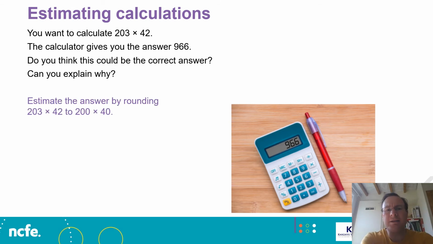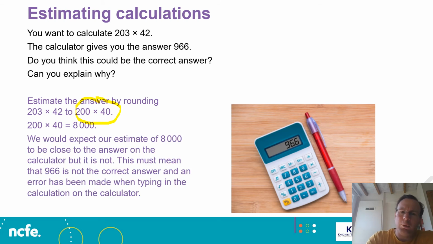So we're going to estimate the answer by rounding. So what we've got here is 203 times 42. So we're going to round that down in the case of the 200 and also down in the case of the 40. So 203 times 42 becomes rounded, and we go to 200 times 40. So let's see what that looks like. 200 times 40 is 8,000. Seems a lot.